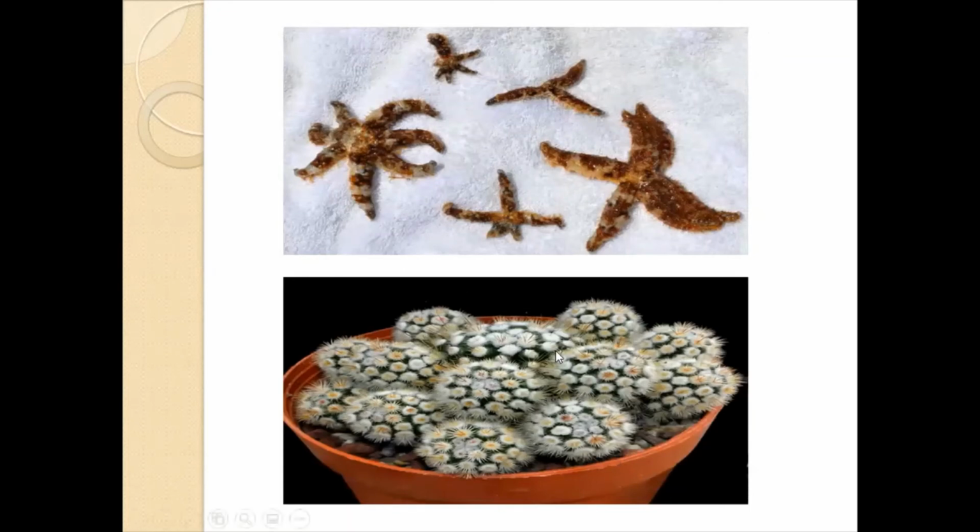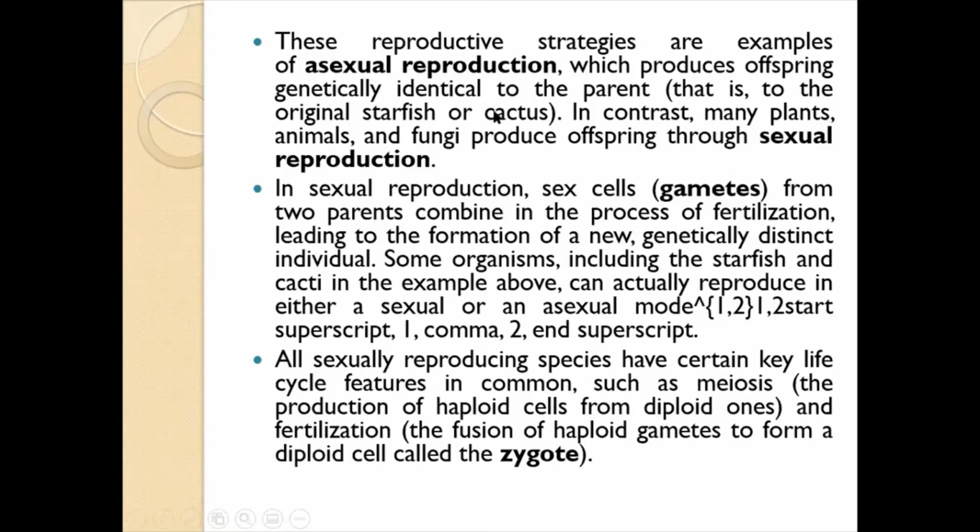And similarly, this cactus also has a similar ability. Each and every lobe of the individual cactus is genetically identical to the others. So these reproductive strategies are examples of asexual reproduction, which produces offspring genetically identical to the parent.